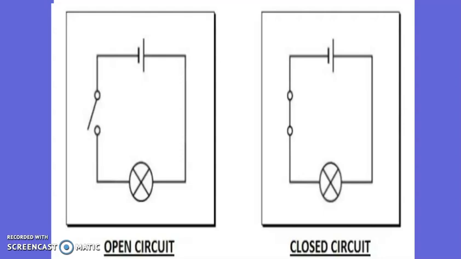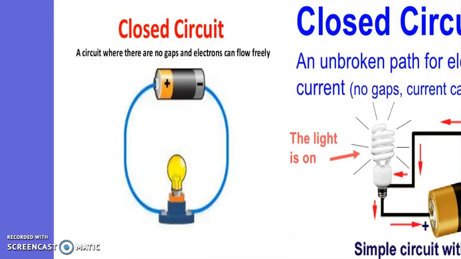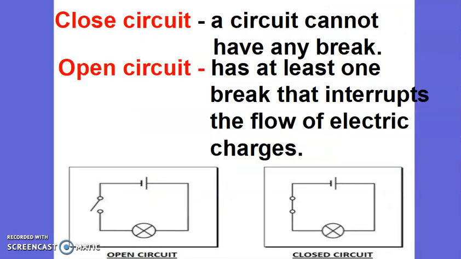Time is up. Okay. Look if you got the correct answer. So I'm going to explain now what are the differences between a closed circuit and an open circuit. So when we say closed circuit, class, it is a circuit in which it cannot have any break. It should not be broken, and in a closed circuit, there will be a continuous flow of electricity, because in this circuit, it is not broken.